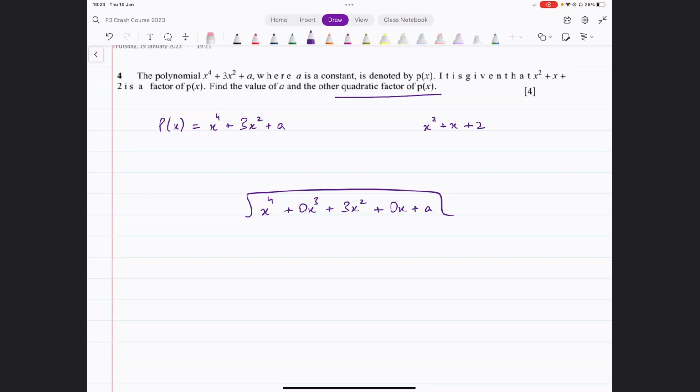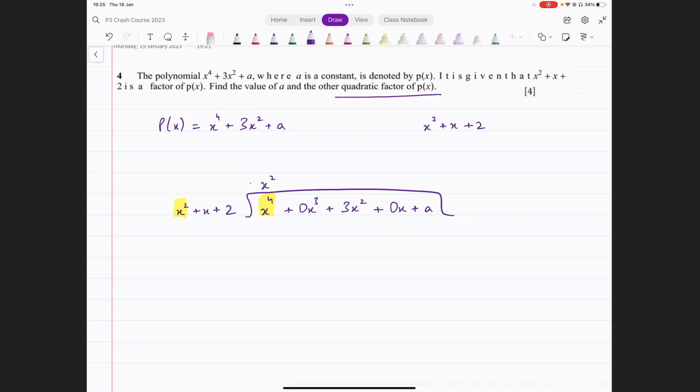We want to divide this by x squared plus x plus 2. Now, how does the long division process work? You start with the first term of the dividend and also of the divisor. So the first term of the dividend is x raised to the power 4, and the first term of the divisor is x squared. What do you have to multiply x squared by to get x raised to the power 4? You have to multiply it by x squared.